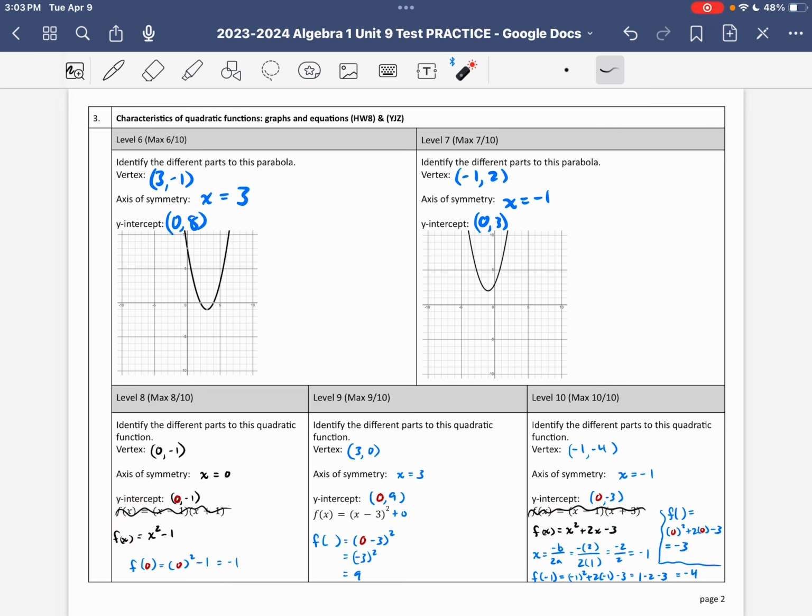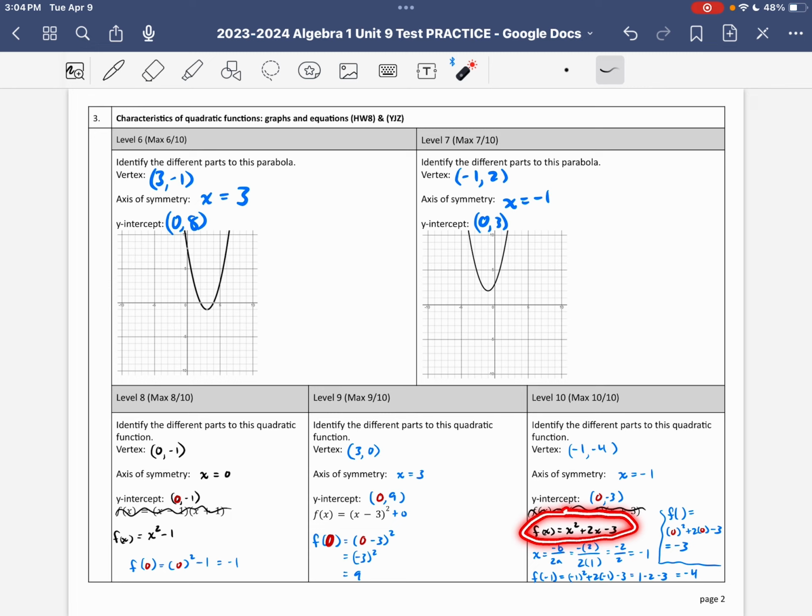All right, this is asking us to identify the different parts of the quadratic function. First, the vertex. Now, this one's in vertex form, so it's kind of easy. It's a positive 3, and then the number that's out here, which is a 0. So we get 3, 0. The x is the axis of symmetry, so I just have to say x equals 3. And then for the y-intercept, I just have to plug in the 0. So that's why there's work right here. I'm actually plugging in the 0 here so that I can find out what the y-intercept is.